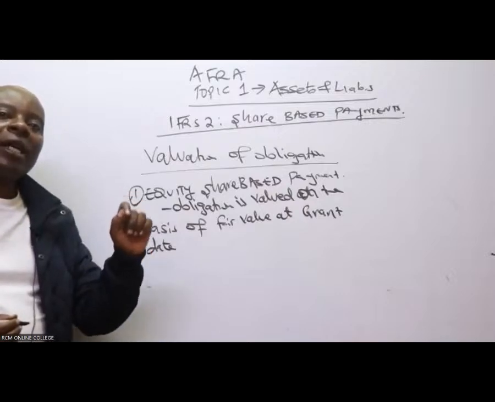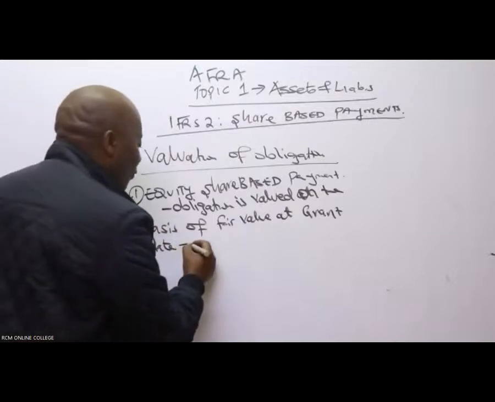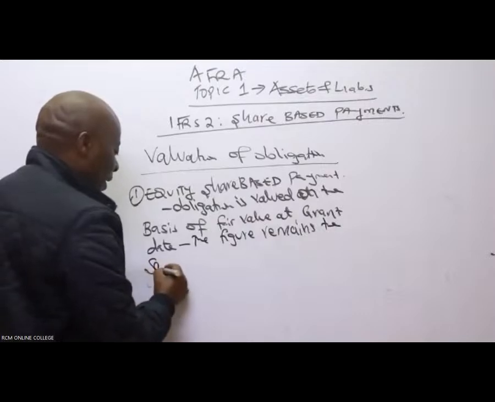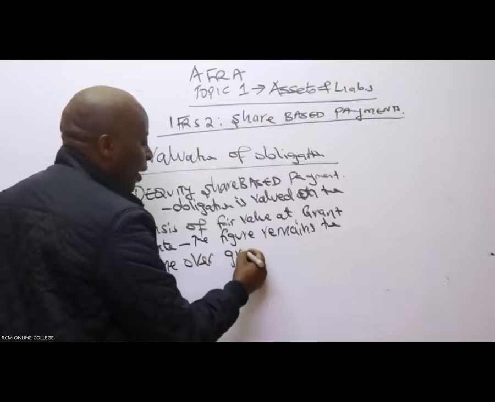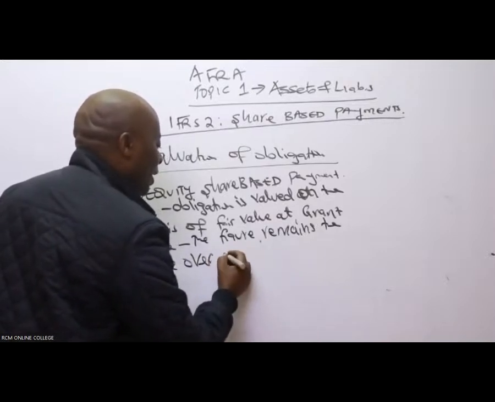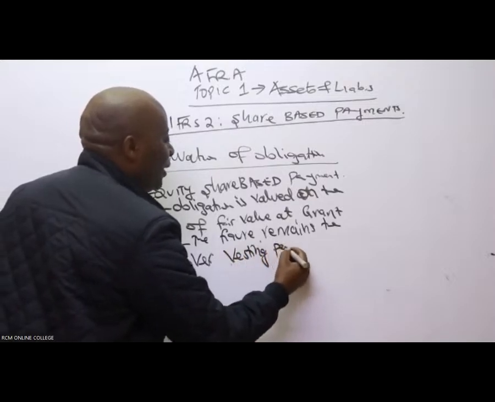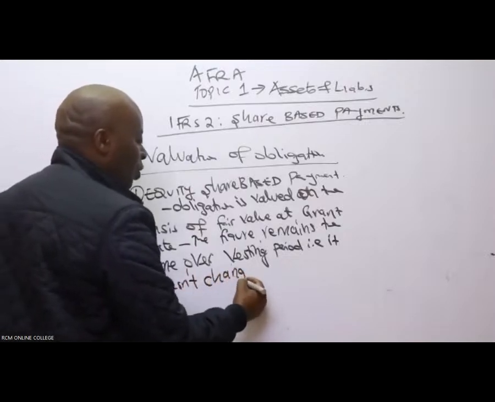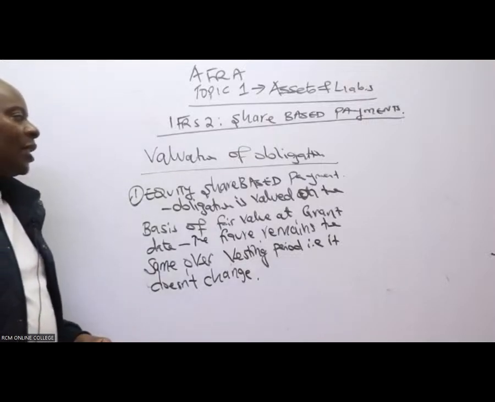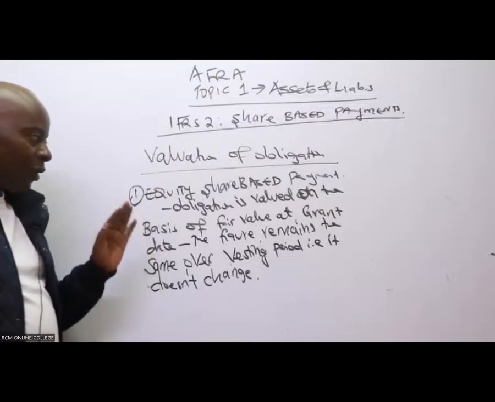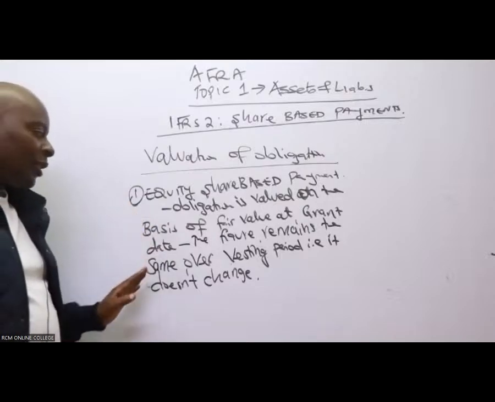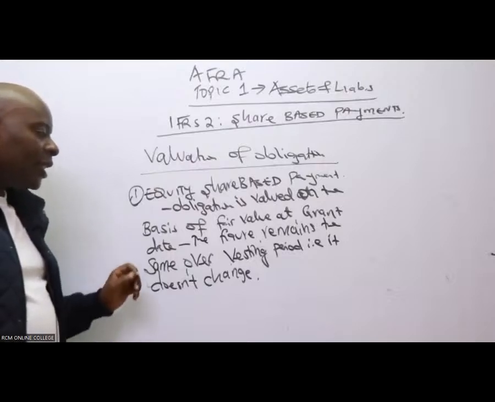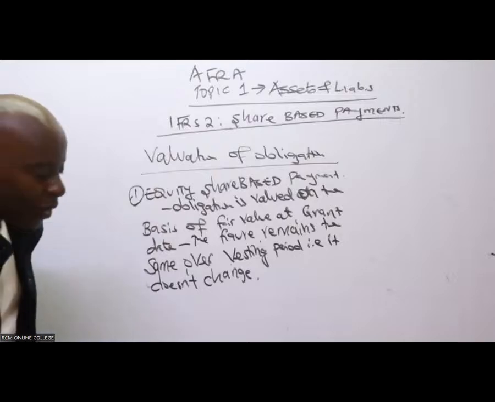This day one fair value will not keep on fluctuating from year to year. So this figure remains the same over the vesting period. It doesn't change. So if it's equity settled, or equity share-based payment, then the obligation is valued on the basis of fair value as at the grant date. And this figure will remain the same over the vesting period. It doesn't change. And then now we have got a cash settled.